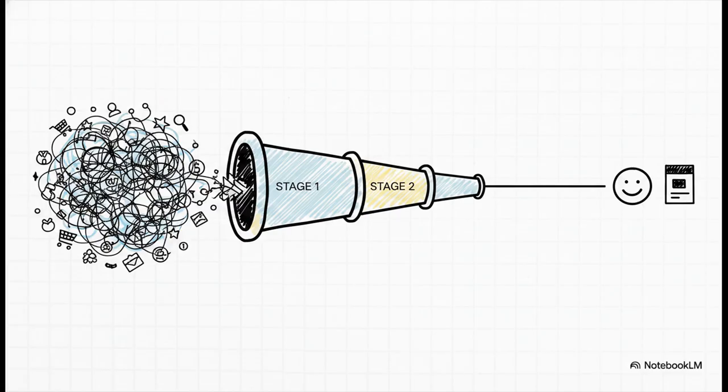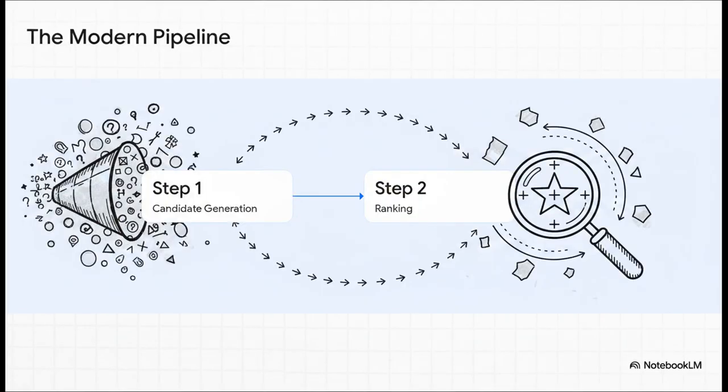It's a two-stage pipeline. And this is the secret to how they can give you those lightning-fast, personalized recommendations without literally breaking the internet. It's pretty straightforward, really. The pipeline has two main steps. The first step is called candidate generation. Think of this as the fast and wide part. And that's followed by the second step, ranking. This is the slow and precise part.